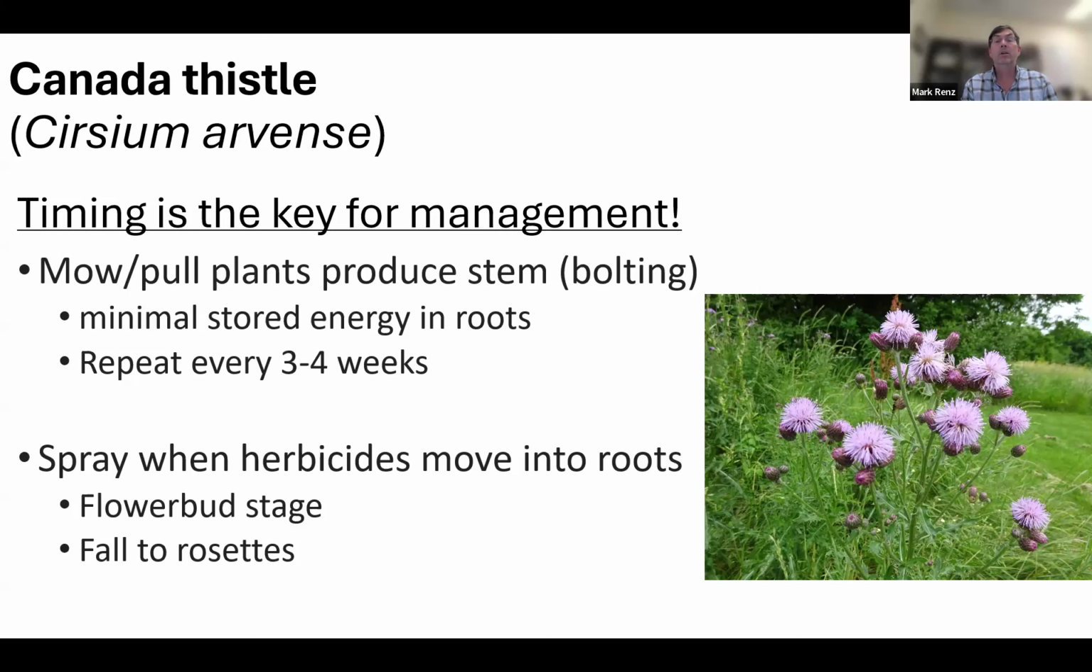But you'll see a rapid decline if you can stick with this for a year, and that density will be a lot less. If you want to use herbicides, we recommend spraying with a systemic herbicide that can move into the roots. And there are 2 key timings when we want to apply: at the flower bud stage, right before the plants flower, and in the fall in those rosettes, anytime from September, October, and in some cases, we can even apply up to November and get really effective control.